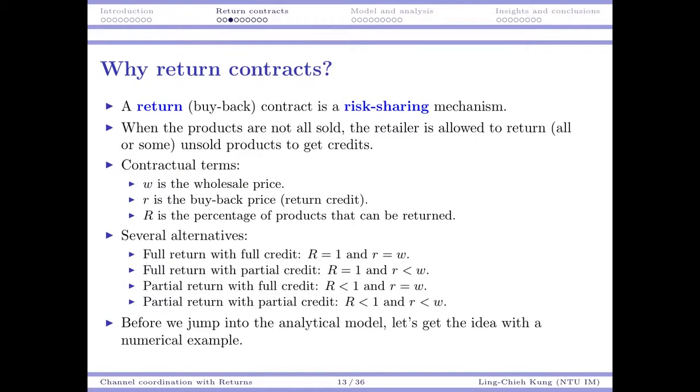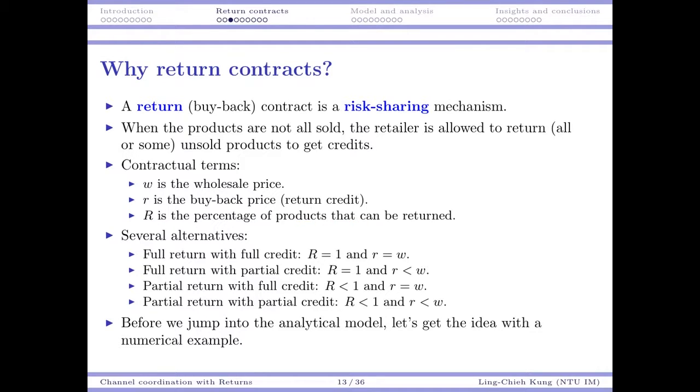The contractual terms will be expanded from just a wholesale price to three numbers. These are the numbers that they need to decide at the contracting stage. Again, W is the unit wholesale price. Small r is the buyback price for each unsold product, how much I am willing to pay you. And capital R is the percentage of products that can be returned.